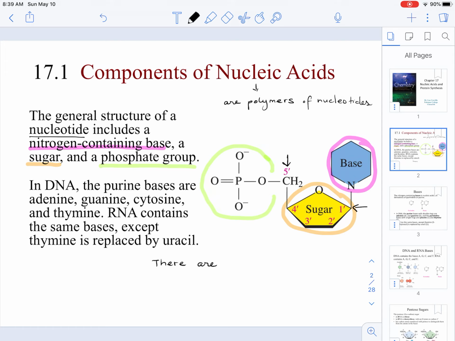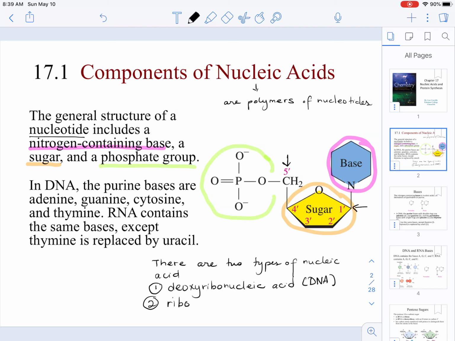Understand that when it comes to nucleic acids, there are two types of nucleic acids. The first one is called deoxyribonucleic acid, and the abbreviation for it is DNA. And we also have ribonucleic acid. The abbreviation for ribonucleic acid is RNA.